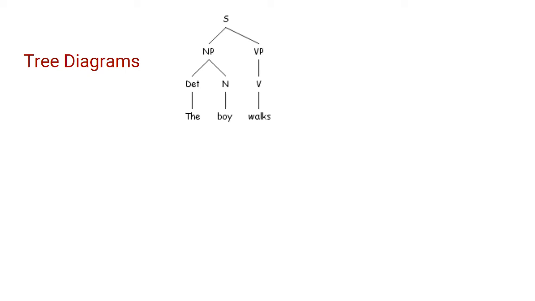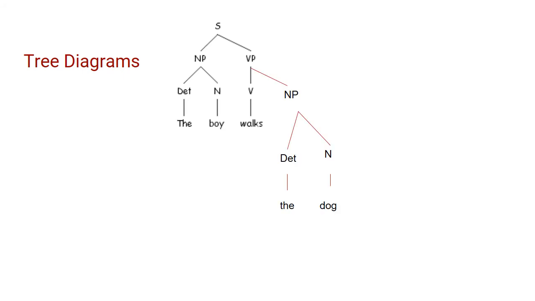The boy walks. The is the determiner that's part of the noun phrase, the boy. And then we only have one part in our verb phrase, which is the main verb, walks. But it can get more complicated. So here's an example. Let's say we said that the boy walks the dog. Now we're going to add an object. This object is part of the verb phrase. Okay, it's what's being walked. We would say it's a noun phrase there coming off of the verb phrase, and it also has a determiner and a noun. So the boy walks the dog.